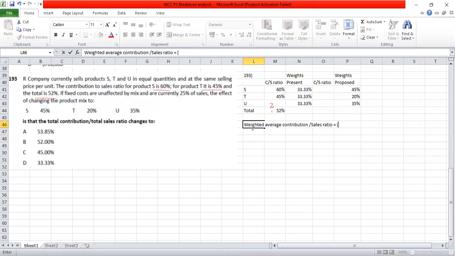Let's present it as one third. Just for convenience's sake, put it as 60% into 1 by 3, plus 45% into 1 by 3, plus, we do not know, so let's put it as u into 1 by 3, divided by 1. Because 1 by 3, 1 by 3, 1 by 3 added up together becomes 1, equal to 52%.